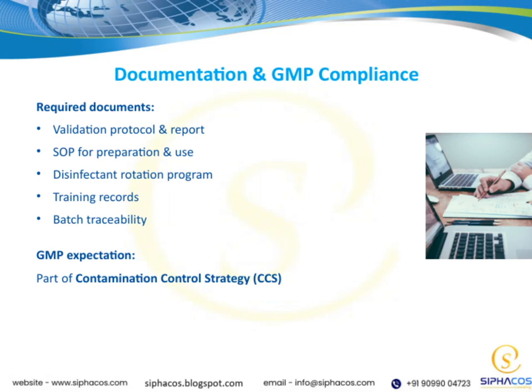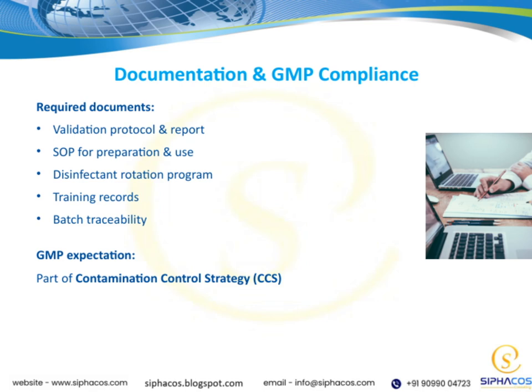First, there are several key documents we need to have in place. These include the validation protocol and report, which ensure that our processes are thoroughly tested and validated. We also need standard operating procedures, or SOPs, for the preparation and use of materials to guarantee consistency and quality. Additionally, a disinfectant rotation program is essential to prevent microbial resistance and maintain a clean environment. Training records are vital to demonstrate that staff are properly trained and competent.